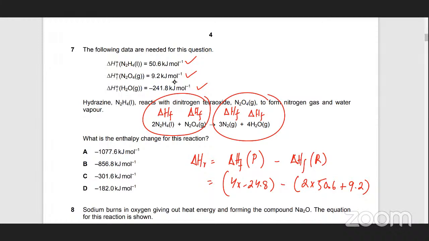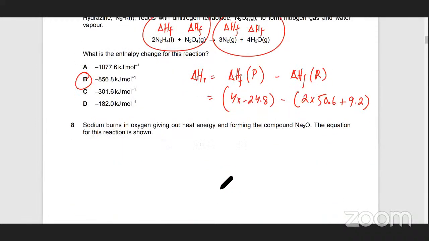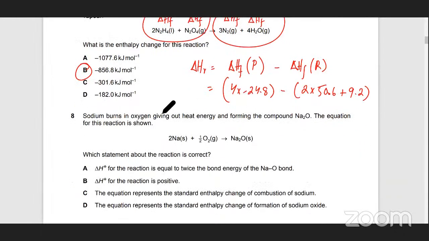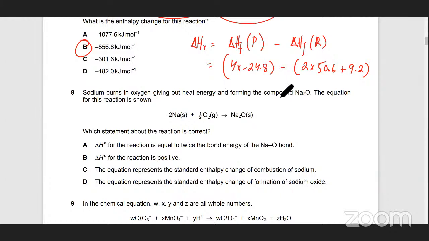Can somebody tell me what the answer is? B, -856.8. Okay. I said just be very careful with the moles. On enthalpy change calculations, any one of those calculations, be very careful. Make sure you recheck every step. If you make just one tiny mistake, even if you know how to solve this, you're going to get a wrong answer.